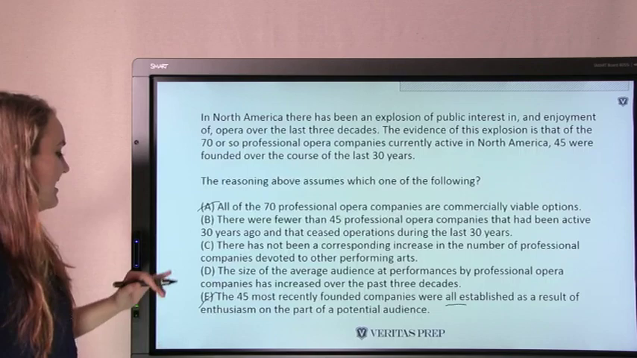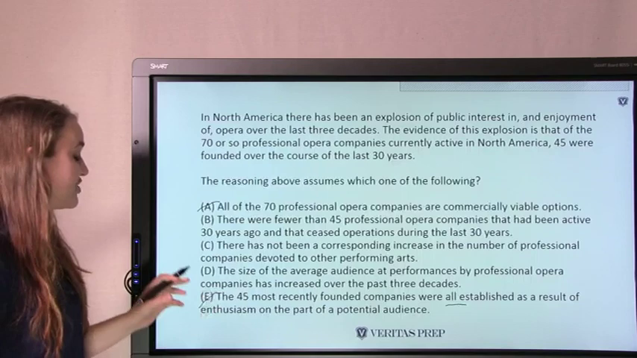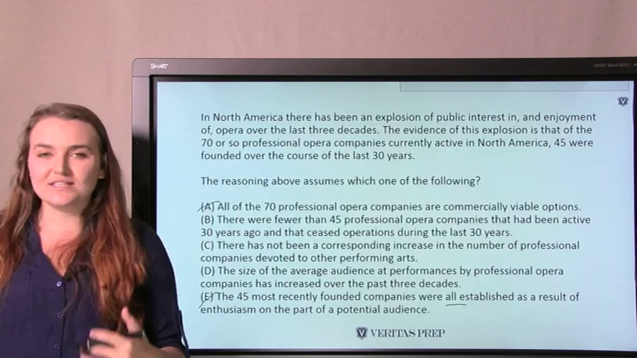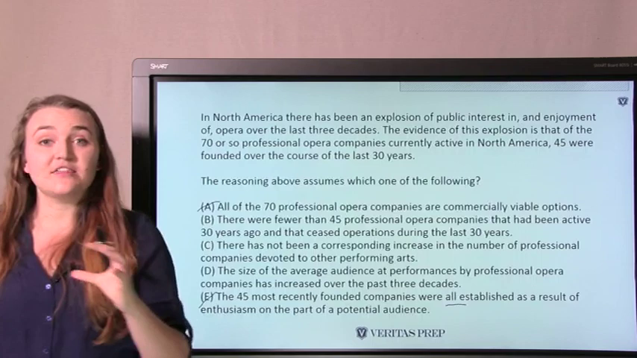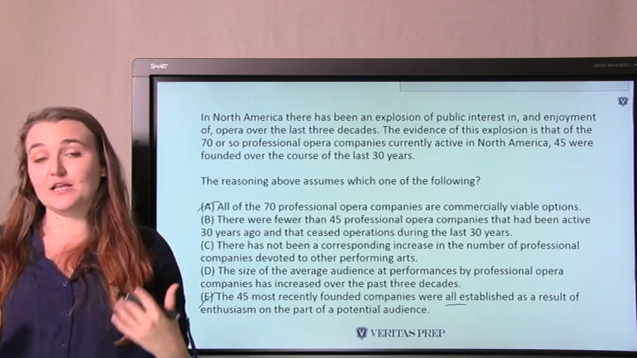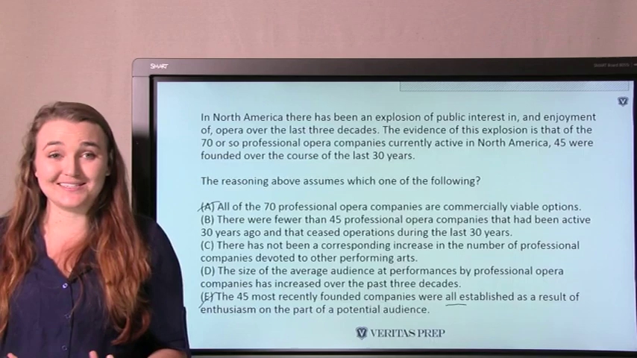The size of the average audience at performances by professional opera companies has increased over the past 3 decades. And once again, we want to take the time to front load our time on the analysis, to think about how we might take the direction of that gap in logic, that flaw in logic, and develop out an assumption on its basis. But we can also use process of elimination to find the answer choices that don't have to be true for the argument to make sense, right?